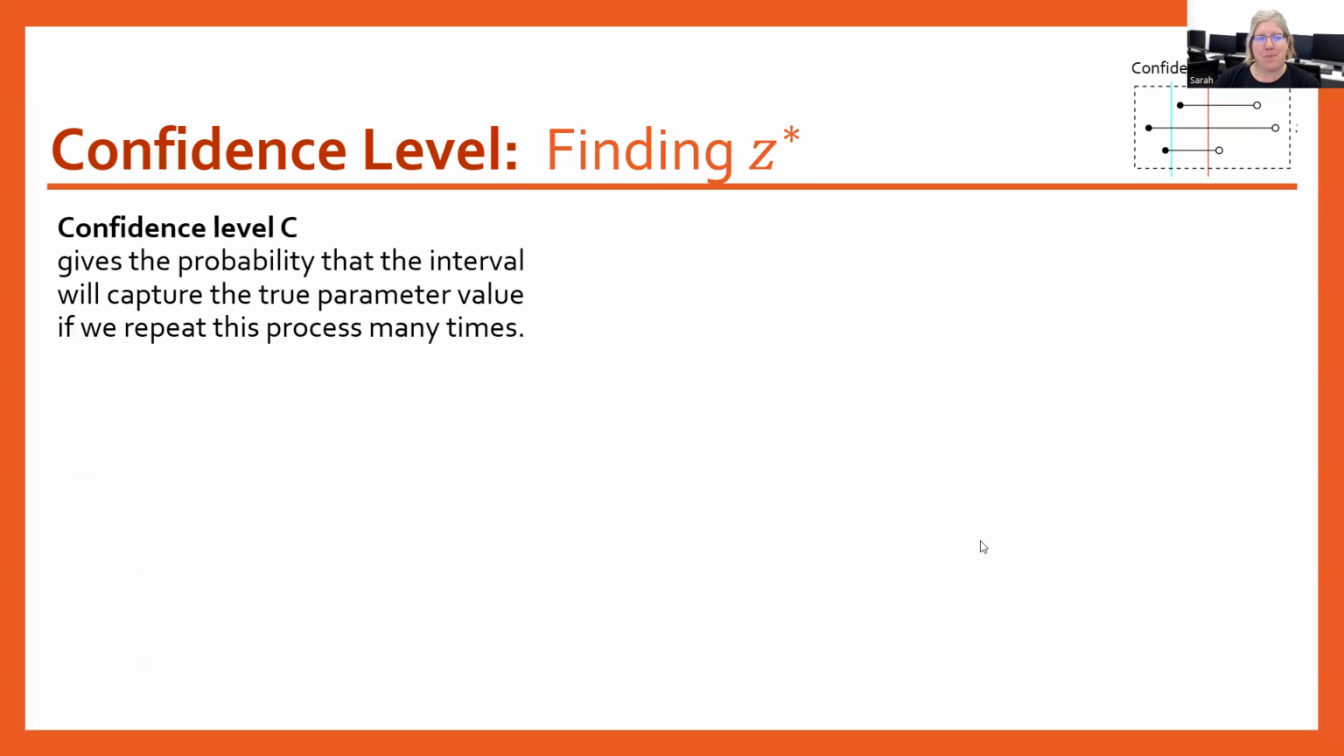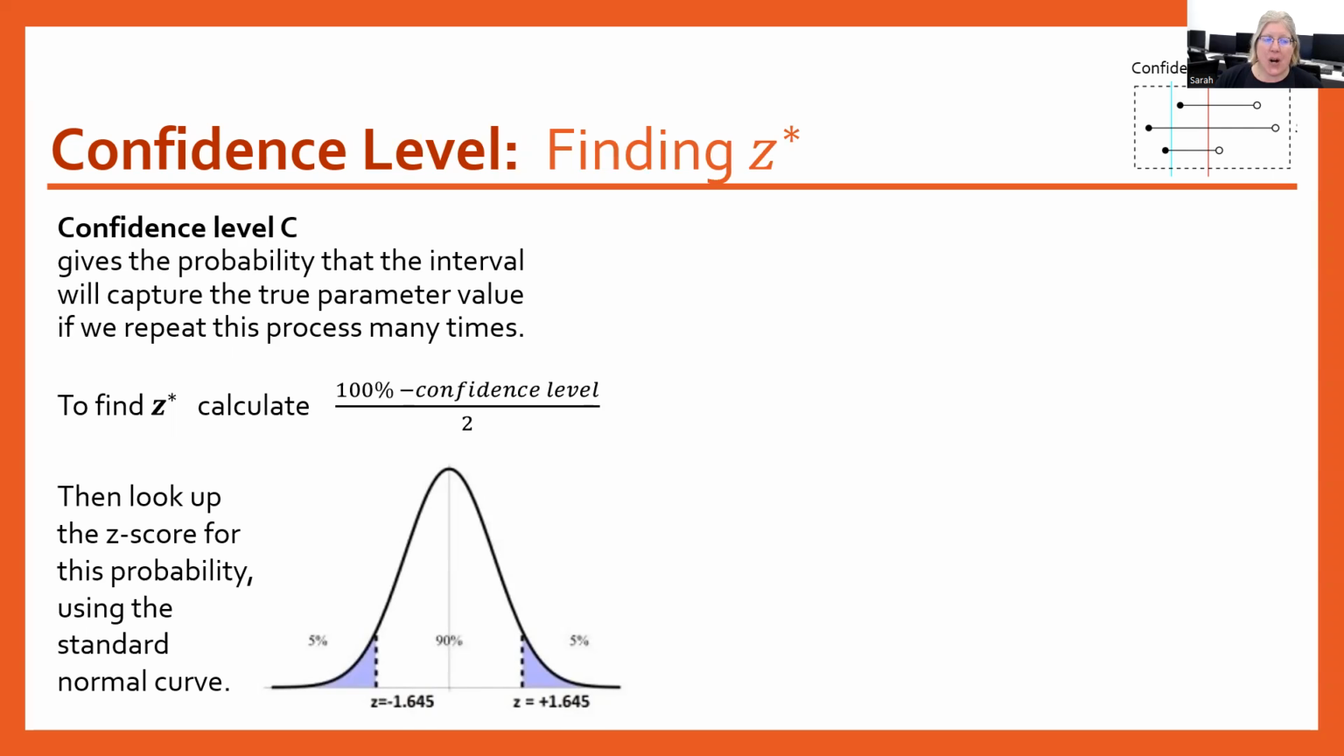So our confidence level is, in books they use the capital letter C. You'll probably never see that in any of the problems, but for clarity, that's what they're using there. That confidence level gives the probability that the interval will capture the true parameter value if we repeat this process many times. I know that sounds like a lot of words, and we're going to come back and look at that again at the end of this chapter, and it'll make a lot more sense then.